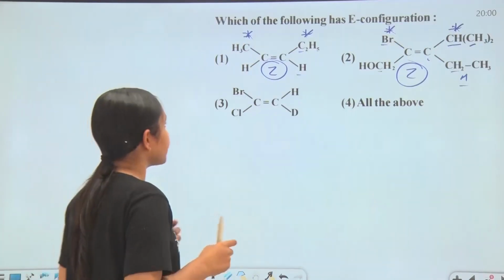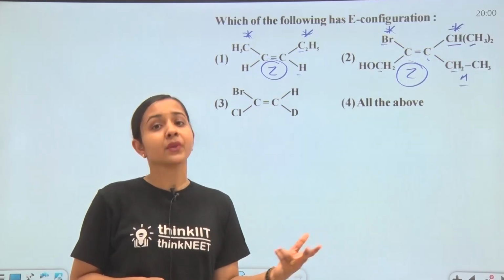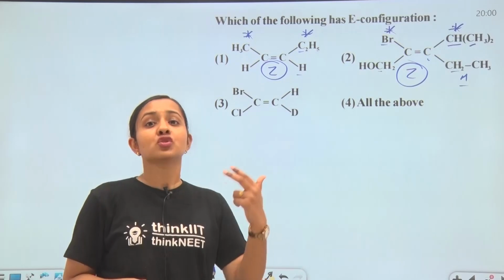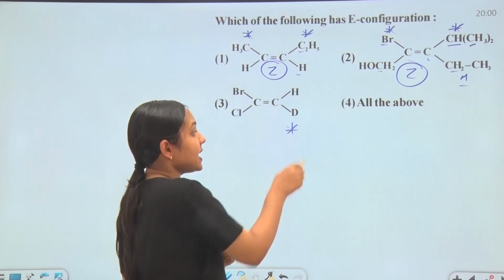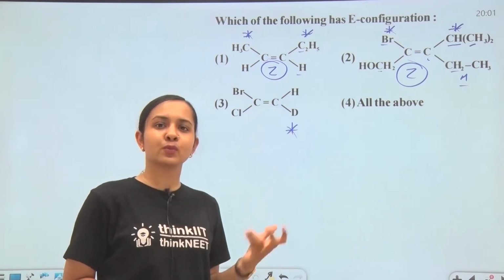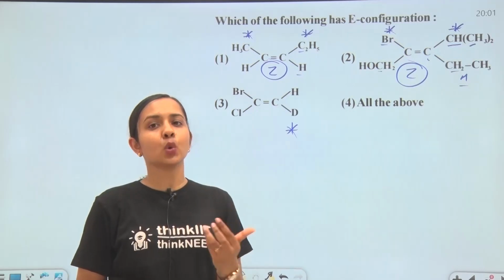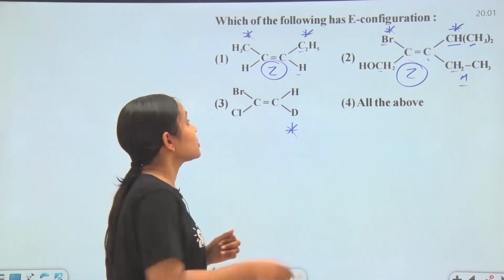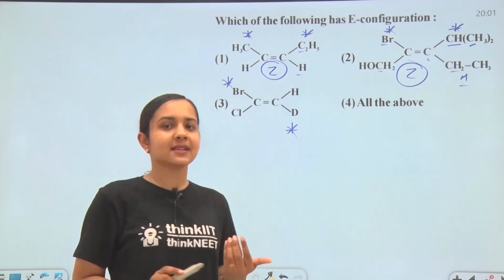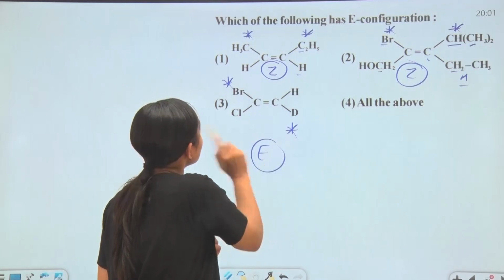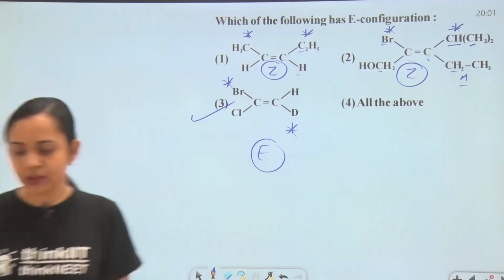Now the next is the third. In the third, hydrogen and deuterium both have the same atomic number because these are isotopes of each other. So now we will compare their atomic mass, and we know that deuterium has more atomic mass than hydrogen, so it has more priority. Now bromine and chlorine. In bromine and chlorine we know that bromine has a higher atomic number, so it will obtain more priority. Here the high priority groups are present on opposite sides, so this alkene has E configuration. So option 3 is the correct answer. This compound has E configuration. Thank you.